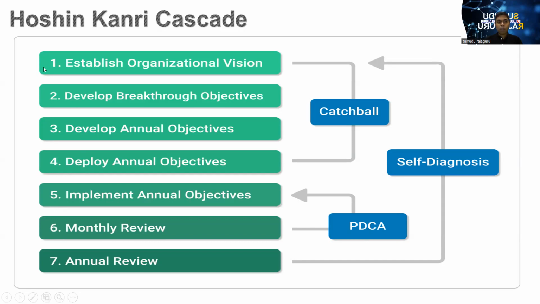When we talk about steps 1 to 4, stabilize organizational vision, develop breakthrough objectives, develop annual objectives and deploy annual objectives, it happens based on the catch-ball mechanism. So what is meant by catch-ball? Let me explain with an example. When we talk about top management in the organization, if top management wants to achieve their objectives, they have to give some specific tasks and strategies to the lower level. Then the lower level has to work to achieve the top management objectives.